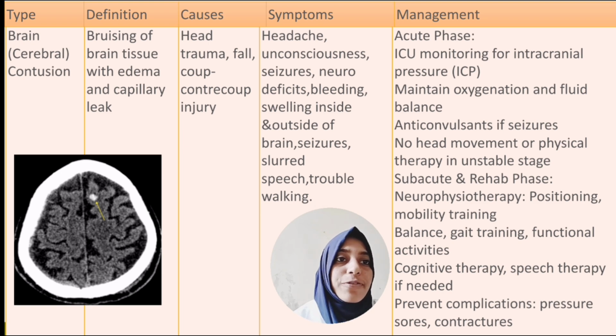Management, acute phase: ICU monitoring for intracranial pressure, maintain oxygenation and fluid balance, anticonvulsant if seizure is present, no head movement or physical therapy in the unstable stage. Subacute and rehabilitation phase: we can go for neurophysiotherapy like positioning and mobility training, balance, gait training and functional activity training, cognitive therapy, speech therapy if needed, and prevent complications like pressure sore and contracture.